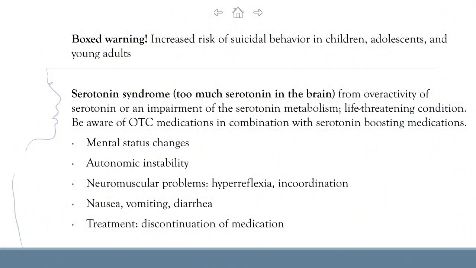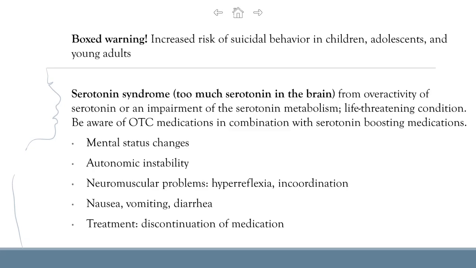There is a boxed warning for SSRIs that there's an increased risk of suicidal behavior in children, adolescents, and young adults, or can cause serotonin syndrome. So as you saw in the picture where there are more serotonin levels in the synaptic space, if too much serotonin is in the brain from an overactivity of serotonin or an impairment of serotonin metabolism, this can become a life-threatening condition.